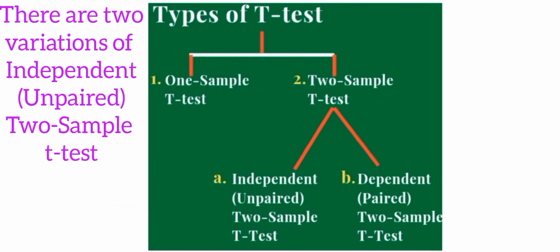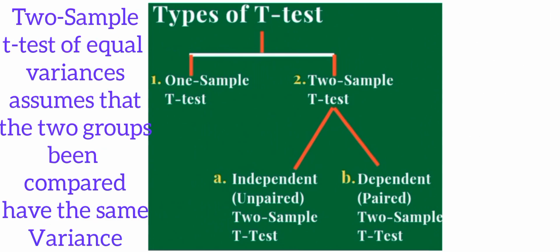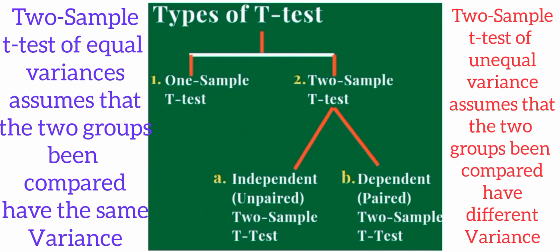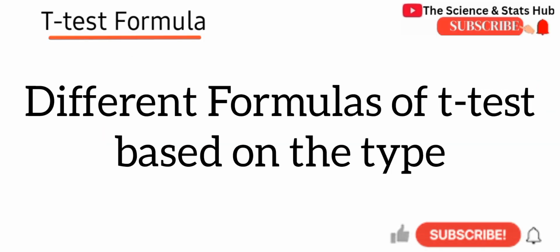Additionally, there are two variations of the unpaired two sample t-test, depending on whether the variances of the two populations are assumed to be equal or unequal. Therefore, the two sample t-test of equal variances assumes that the two groups being compared have the same variance, while the two sample t-test of unequal variance assumes that the two groups being compared have different variance. This is known as the Welch t-test. This brings us to different formulas of the t-test based on the type.